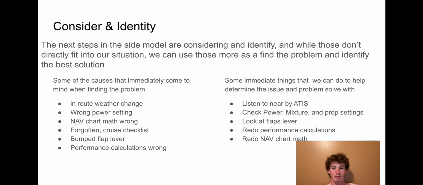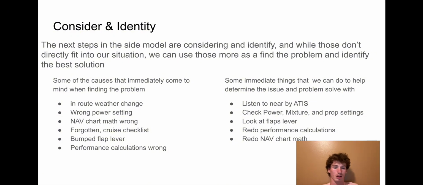Some of the things that immediately come to mind: the weather could have changed, we've got the wrong power settings, or the math on our nav chart is wrong. We could have forgotten something on the checklist, like not putting the flaps up after takeoff, so we're going a lot slower. Performance calculations could be wrong. There are a lot of different things. As simple as it sounds, we could have bumped the flap lever and be flying with flaps down, so we're going slower.